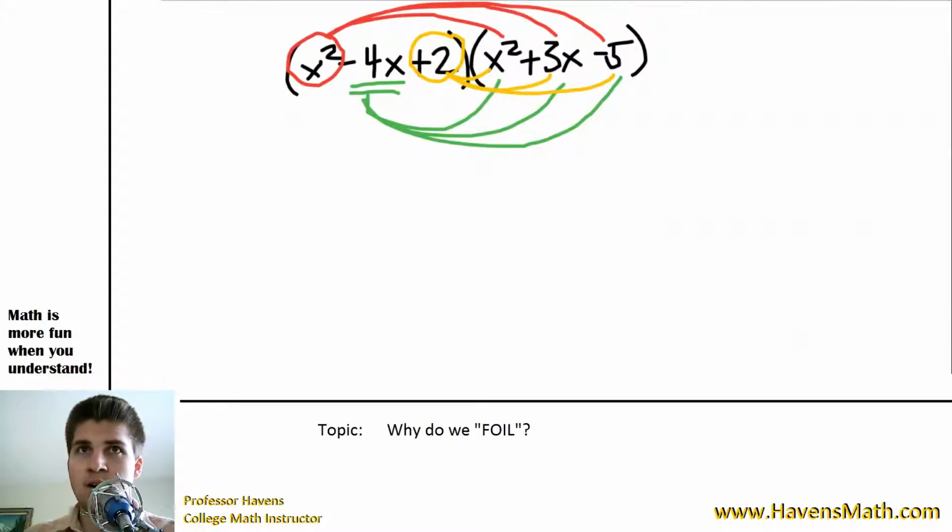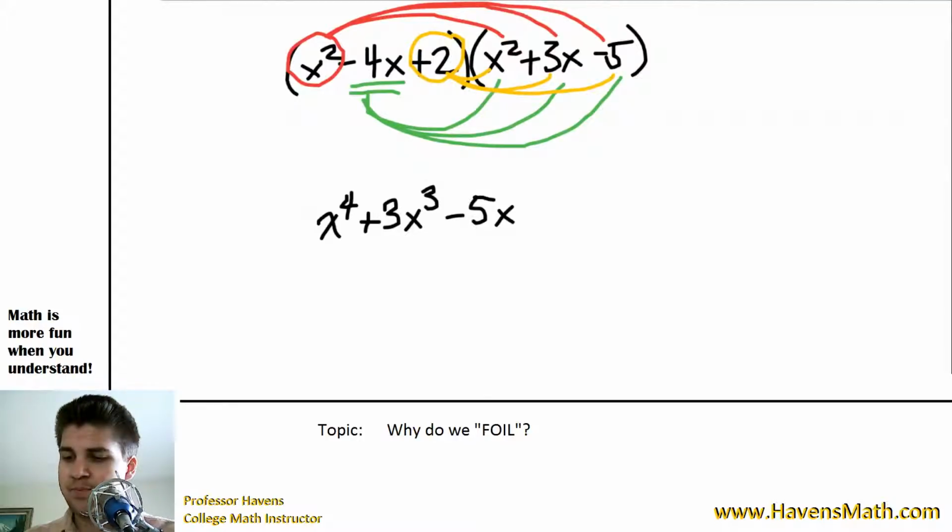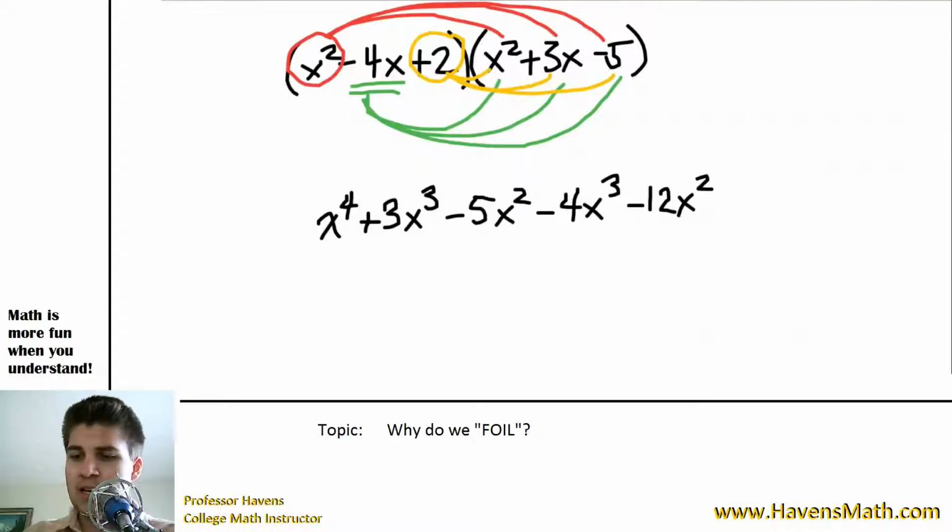If we did our distributing in red there, we'd have x squared times x squared makes x to the fourth. x squared times 3x would make 3x cubed. x squared times negative 5 would be negative 5x squared. So those were my portions in red. Then the green distributing portions, I needed to do negative 4x. Remember, the negative distributes with the term. Negative 4x times x squared would make negative 4x cubed. Negative 4x times 3x would be negative 12x squared. Negative 4x times negative 5. Negative times negative is positive 20x.